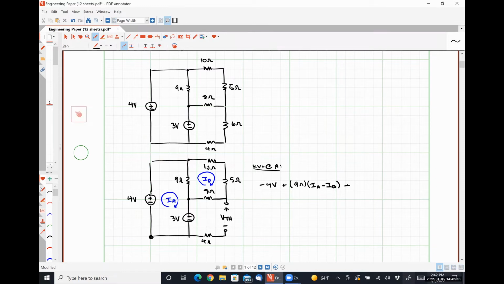Then we see the positive polarity terminal of our 3-volt source. And we are back to the node where we started from. So we set everything equal to 0. So that's our KVL at mesh A equation. Everybody okay with that?